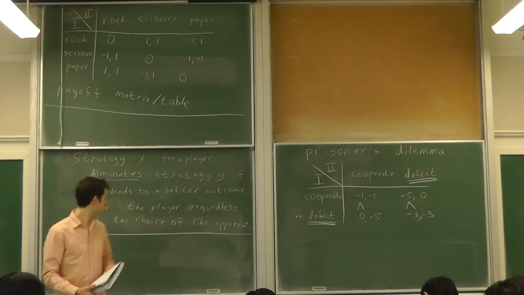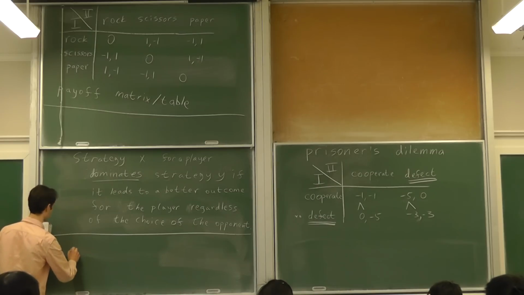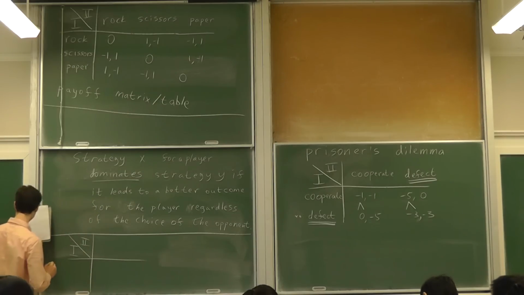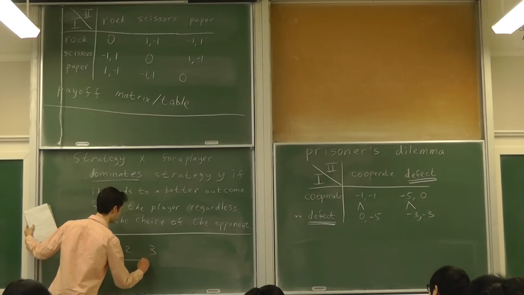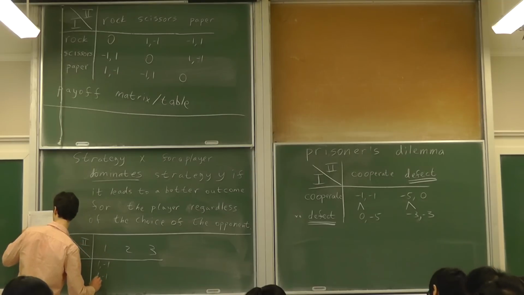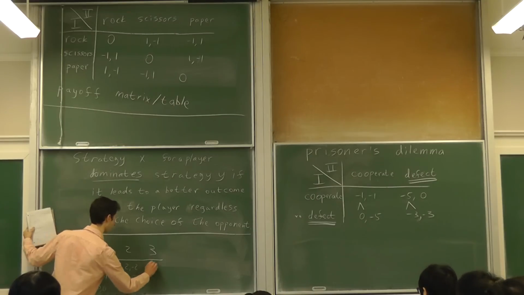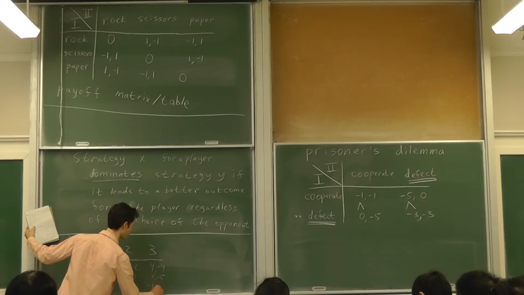So let's see an example. Let's write down our next game. Once again, it is a matrix. We have 3 strategies, 1, 2, and 3. And the outcomes are 1, -1, 1, -1, 0, 0; 2, -2, 0, 0, 1, -1; 4, -4, 5, -5, -1, 1.